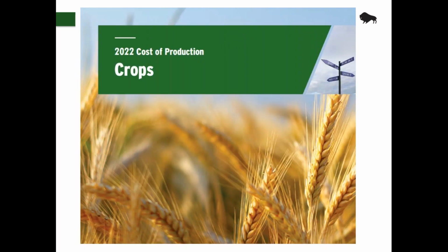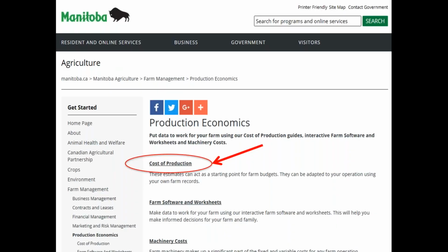The cost of production guide is both in a printed guide, as a PDF and Excel, and it is on our website. If you Google or search Manitoba Agriculture Cost of Production here, and we have a number of them for not only crops, but also for livestock and forage as well.